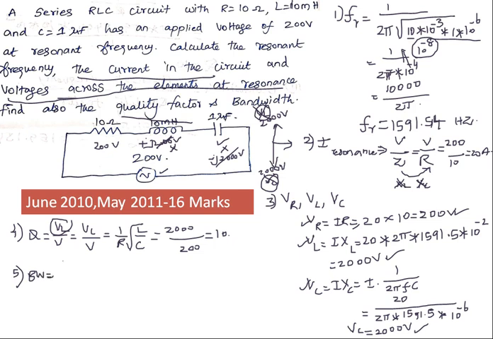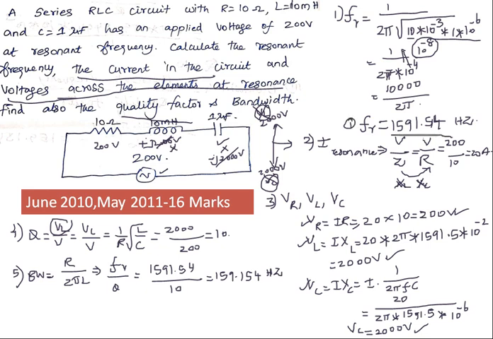What is the formula for bandwidth? R by 2 pi L. Using this formula we can find the bandwidth, or bandwidth is equal to FR by Q, resonant frequency by quality factor. The resonant frequency we just found is 1591.54 hertz, and the quality factor is equal to 10. So the bandwidth is equal to 159.154 hertz. So the first resonant frequency answer is found.